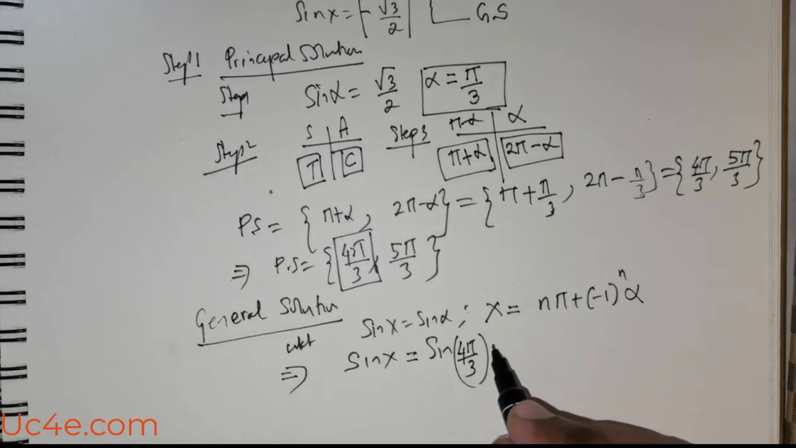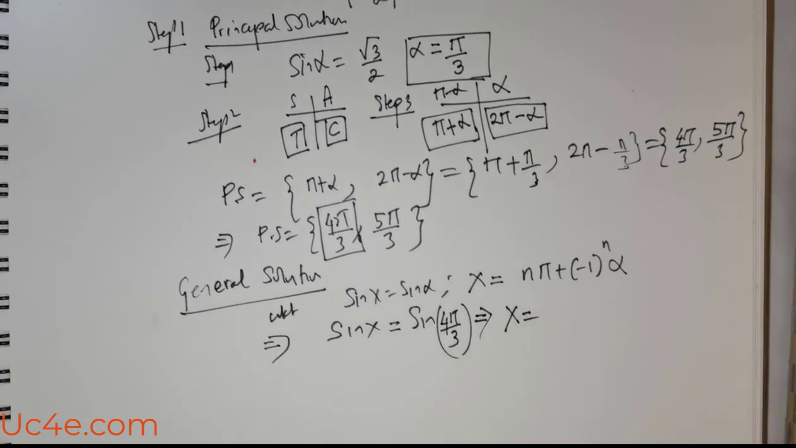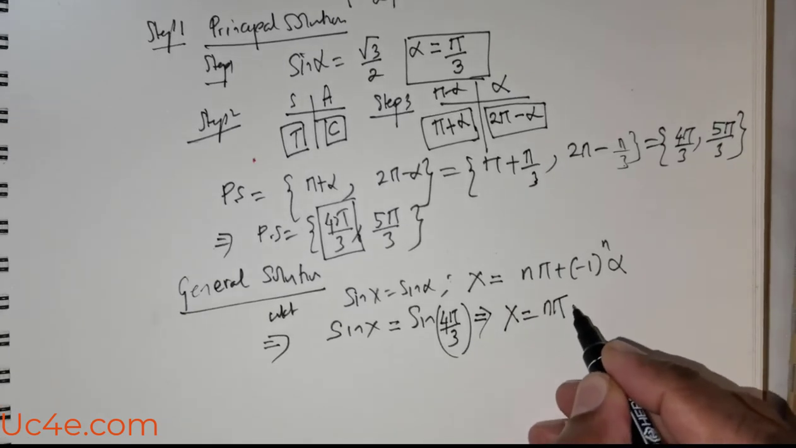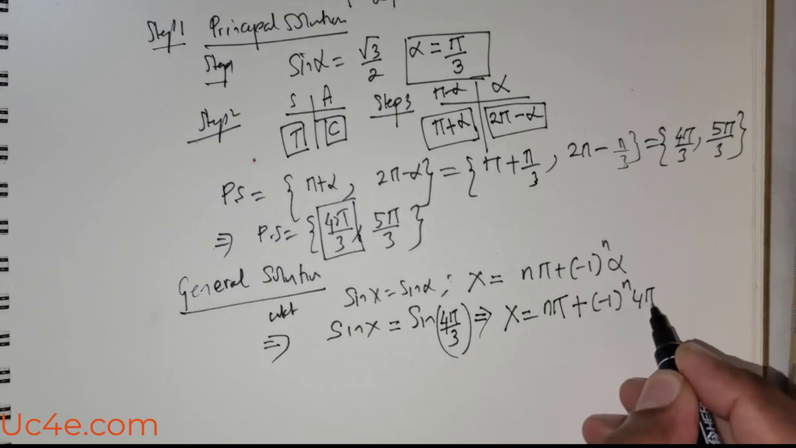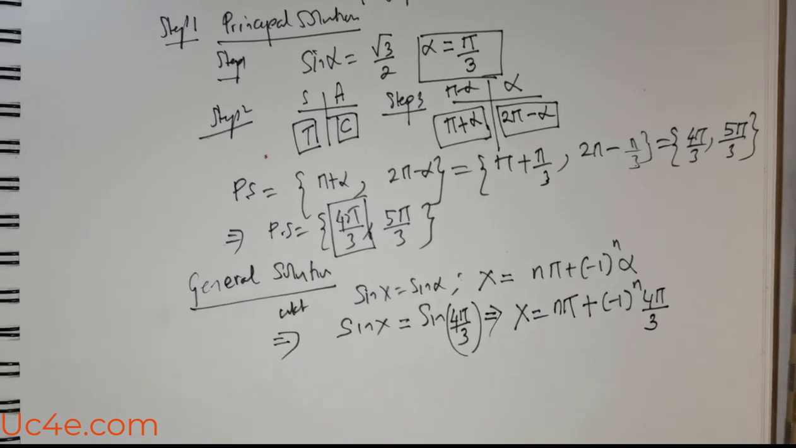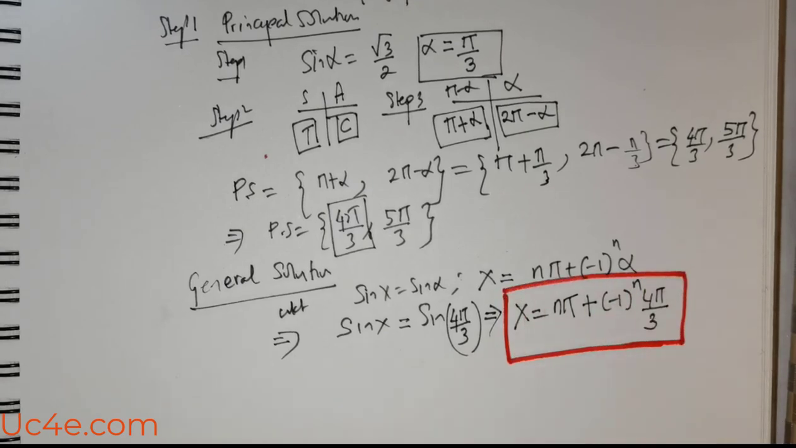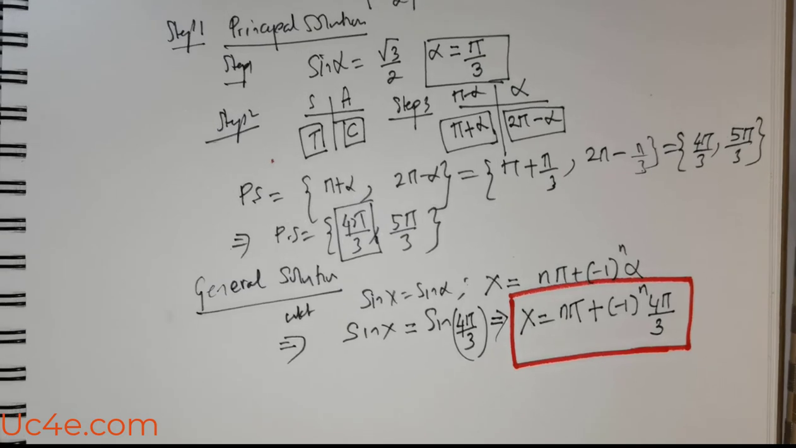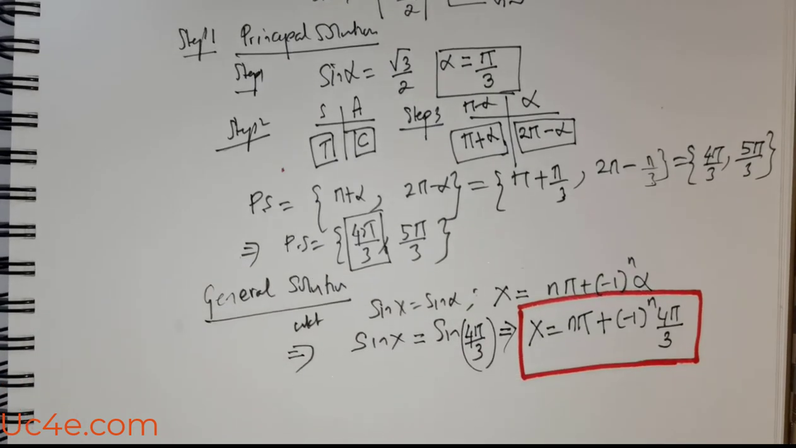Now having obtained this, clearly we can hence obtain the value for x, which is going to be n times pi plus negative 1 raised to the power of n times 4 pi over 3. Now what is this? This is the general solution. So clearly you can put this in a box. So that is the solution for this beautiful question, students. We will head on to the next one.